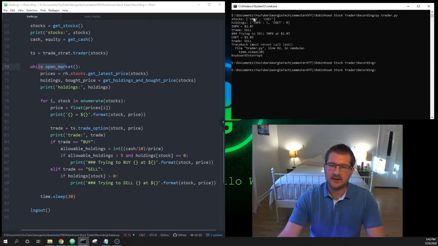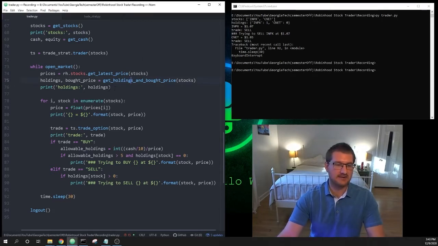Okay, so we have INPX and CNET. And right now it says my holdings are INPX, I'm holding 1, and CNET, I'm holding none. And if we ran this with actual commands, it would say to sell INPX at $1.07. And it would say to sell CNET, but because we don't own any CNET, it wouldn't actually be able to sell it. So in this video, we're going to be adding actual buy and sell commands.